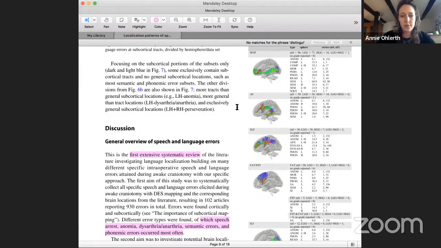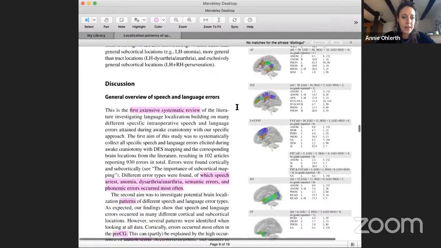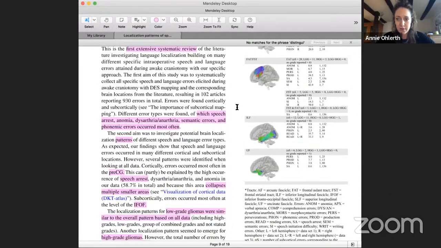They do point out that this is the first extensive systematic review. I was also very happy to see that somebody had pooled together all of this, because otherwise it always seems rather anecdotal, lots of single cases we otherwise see with this method. They pointed out that overall the highest amount of errors are happening in the precentral gyrus, and those were the speech arrest errors, dysarthria, so unclear speech, speech and motor problems, and anomias. But once more pointing out that this is also because the method they used collapsed a lot of areas into this precentral gyrus.